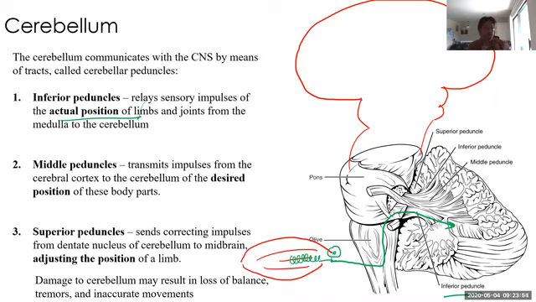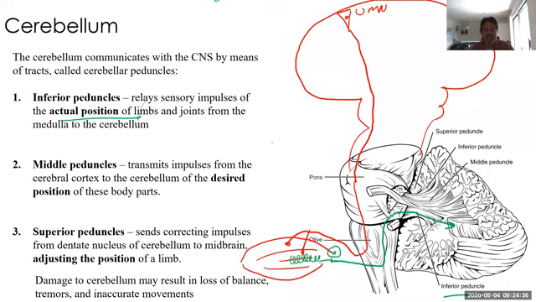Now, when I decide to move, for example, to bring my fingers together like that, that's actually going to start way up here in the cerebrum, in what we call the precentral gyrus. If you remember from the cerebrum, we had this area in the frontal lobe for voluntary movements. That's the upper motor neuron. It's going to come down through the brain, through the pons, and it will ultimately go to your skeletal muscle as it comes down the spinal cord.